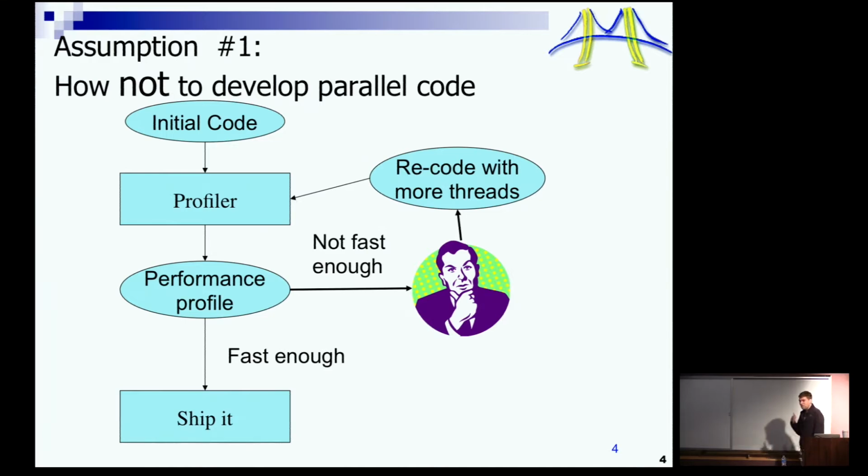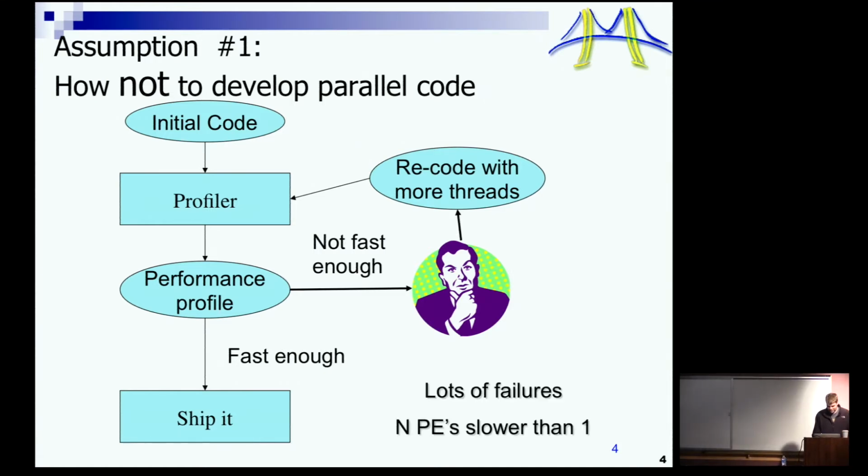OK, so first is how not to write parallel code. Intuitively, certainly what I would gravitate towards doing when I started, would be to take your initial code, run it through a profiler, get a performance profile, look at the hotspots, and if there's a hotspot, you can add threads and add concurrency. Hopefully it goes faster. Profile it again and play whack-a-mole with these different parts of your code until it's fast enough to ship.